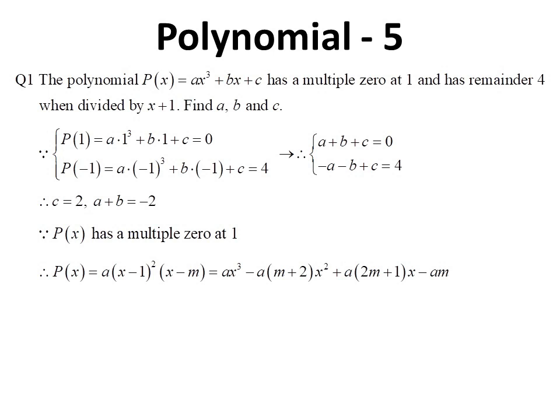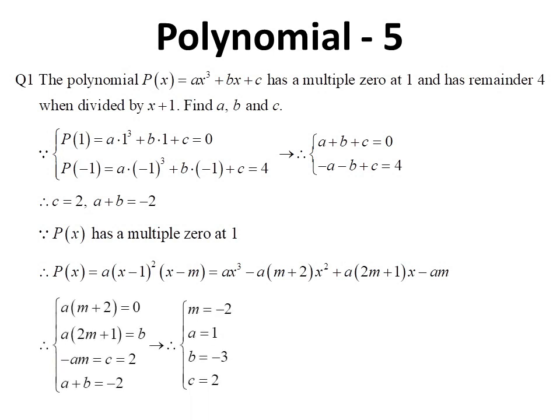After being expanded and rearranged, the coefficient equating method is applied to establish simultaneous equations again. So we have the relations such as a times (m plus 2) equals 0, a times (2m plus 1) equals b, negative am equals c, and a plus b equals negative 2. After solving the simultaneous equations, we find the values of m, a, b, and c as shown on the screen.